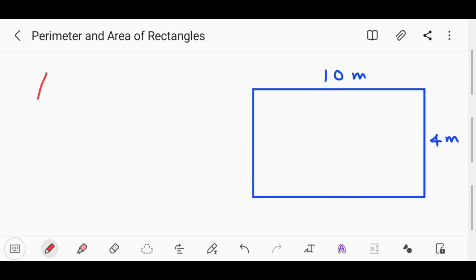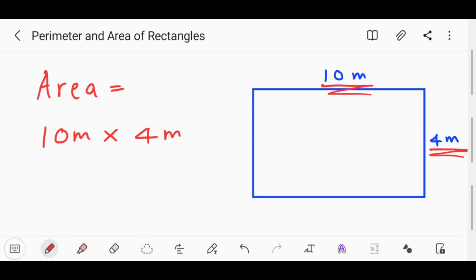So how do we find the area of a rectangle? Like I told you before, the area is the space inside a rectangle. And in order to find this, we multiply the length by the width. So 10 meters multiplied by 4 meters. Now an interesting thing about the area is that after we multiply the numbers, 10 times 4 is 40.